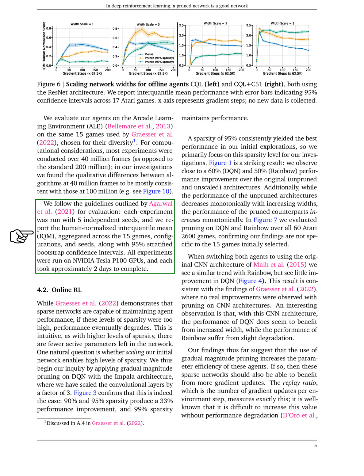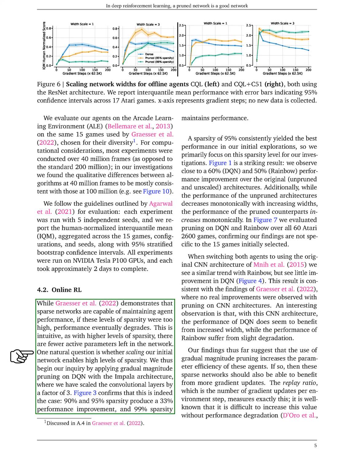Section: Online RL. In this section, we explore the concept of online reinforcement learning, RL, and how sparse networks, which have a reduced number of active parameters, can still maintain or even improve the performance of agents. We start by examining the effects of applying gradual magnitude pruning, a technique for systematically reducing the number of parameters, to the Deep Q network, DQN, with the Impala architecture.